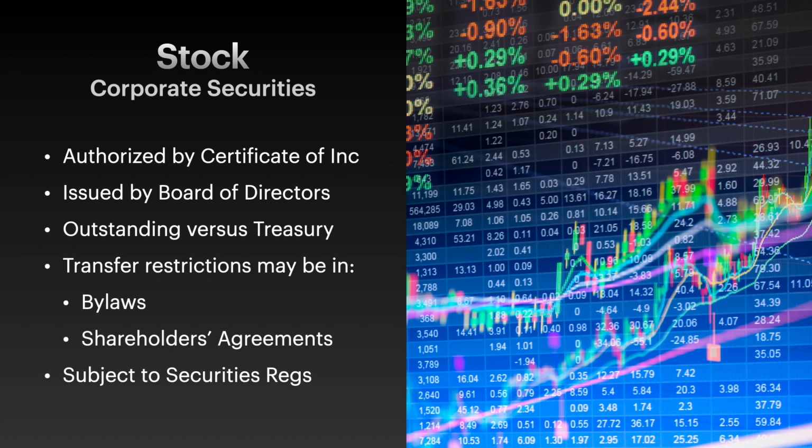Stock is the most common type of corporate security that you'll deal with in corporations class, and in fact, stockholders have special rights. What is stock? Stock is authorized by the certificate of incorporation, and it represents a share or a percentage interest in a company. It's actually ownership of a corporation. While it is authorized by the certificate, it can only be issued by the board of directors, and again, they have to follow the meeting rule. Once it's issued, it becomes outstanding, meaning it's held by somebody else. It can be repurchased and therefore becomes a treasury share.